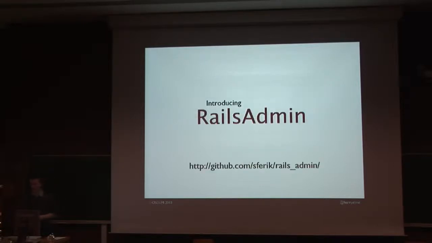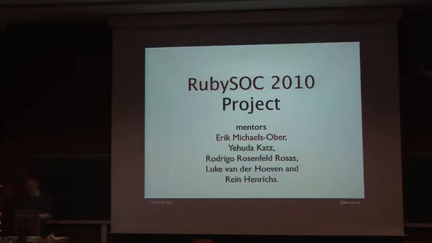So, introducing Railsadmin, you can find the code on GitHub at that address. As I said, it's a Ruby Summer of Code 2010 project. My main mentor was Eric Michael Albert. It was a very nice collaboration between us. Also, a lot of important people from the Ruby on Rails community contributed to this project as mentors, like Yehuda Katz and all the people mentioned.